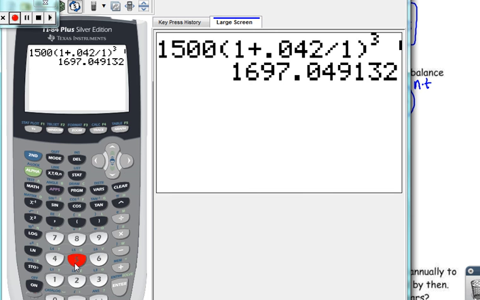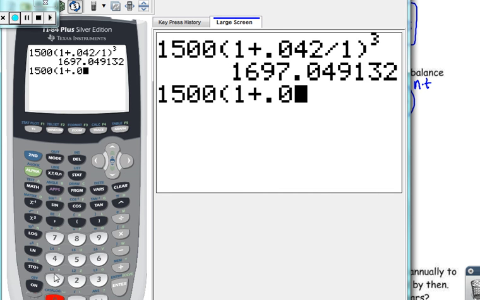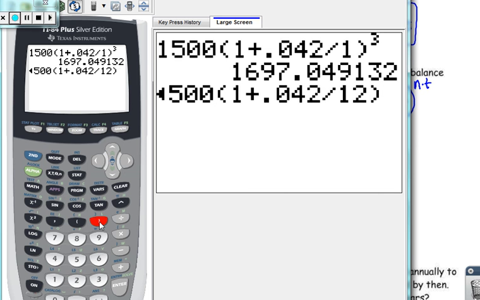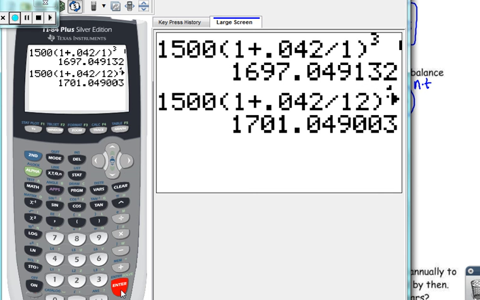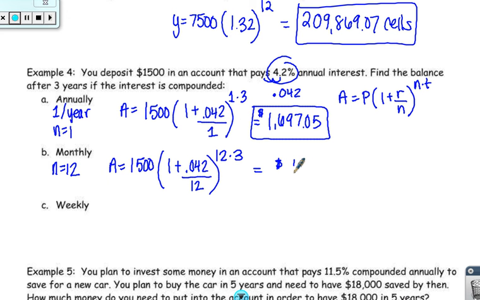Typing in this, 1 plus 0.042 divided by 12 months, to the 12 months times 3 years. Now I have $1,701.05. So I have a little bit more money if I get my interest every month.